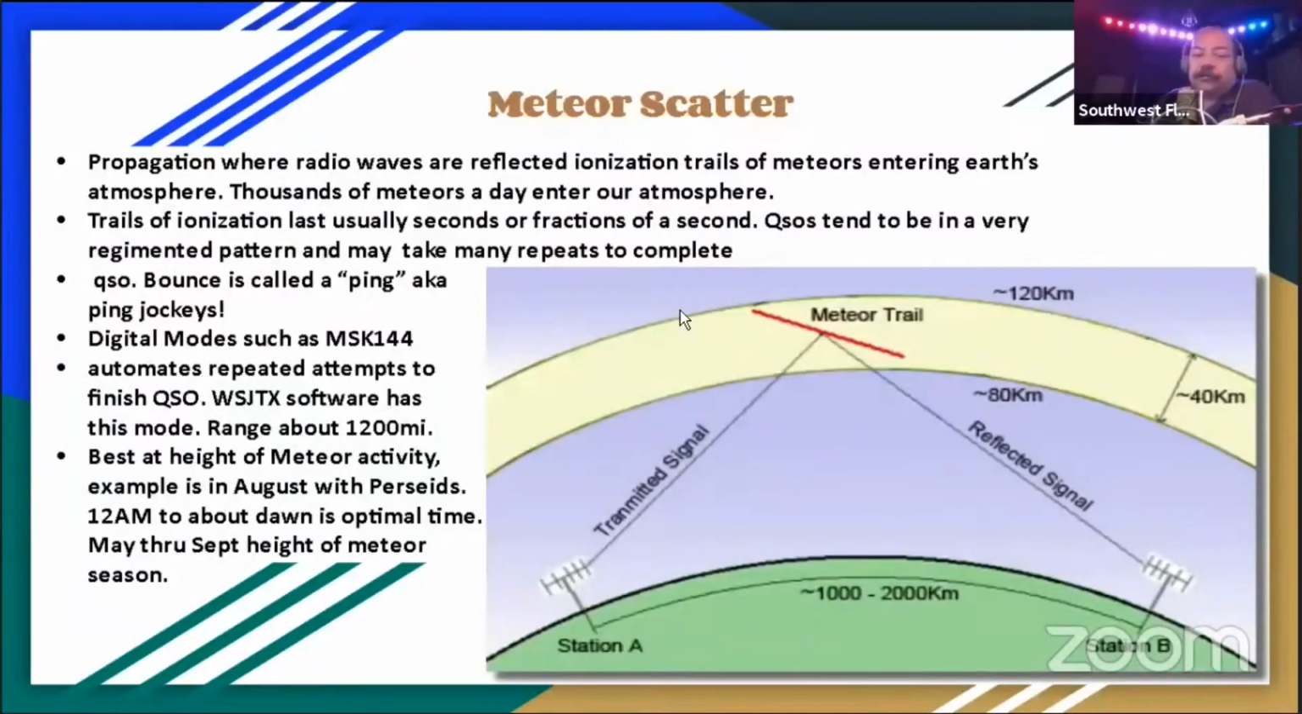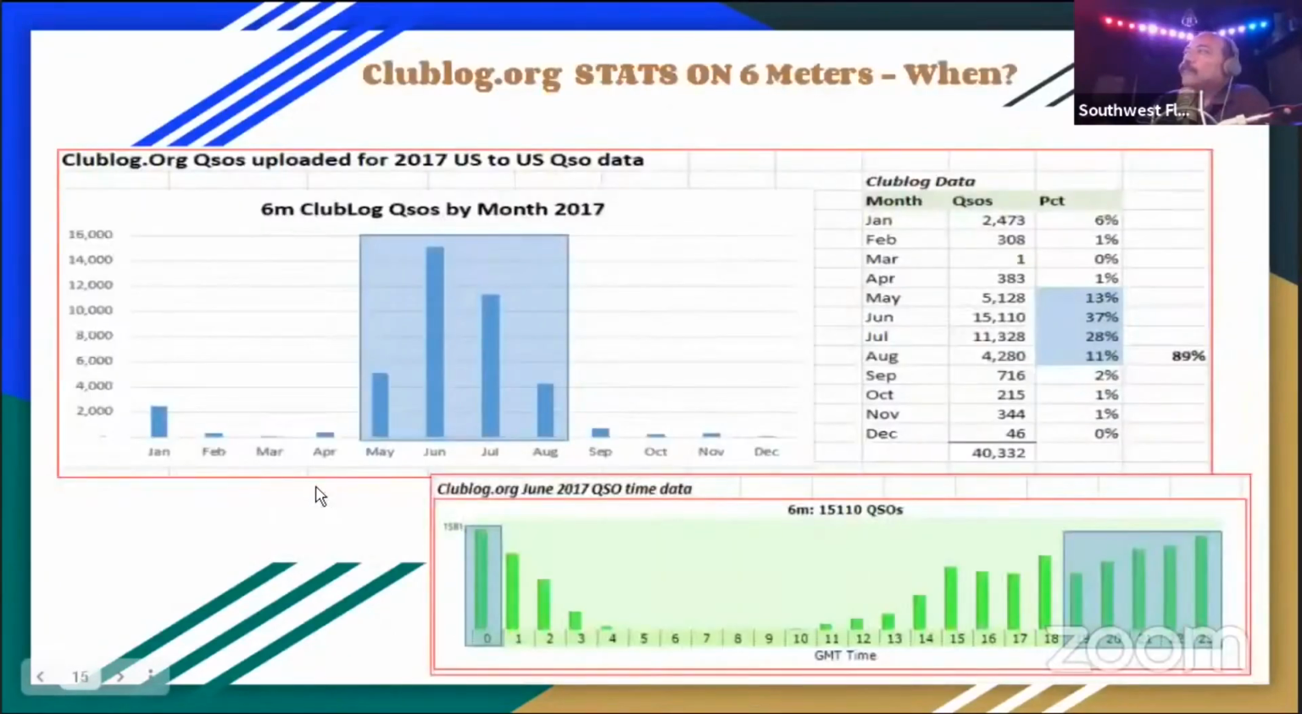Meteor scatter is cool. During meteor storms, you can actually go out and use this band. 6 meter especially is really good with meteor scatter. And when there's a bunch of meteors coming in over and over, you start to build up this layer up there where it will begin to reflect radio communications. It doesn't last long, and it's more of a tough one to get.